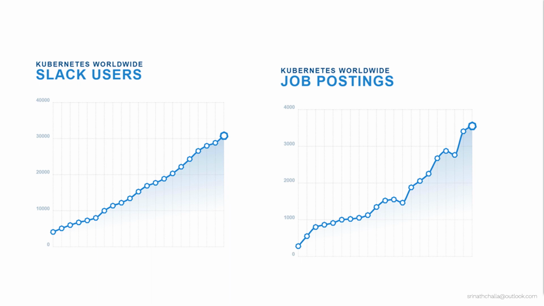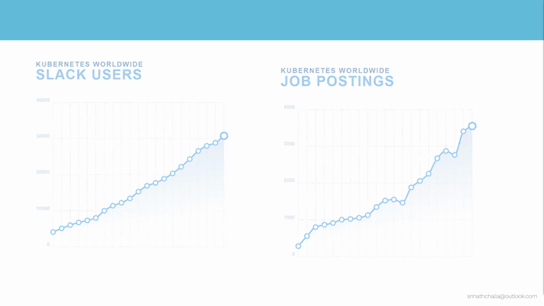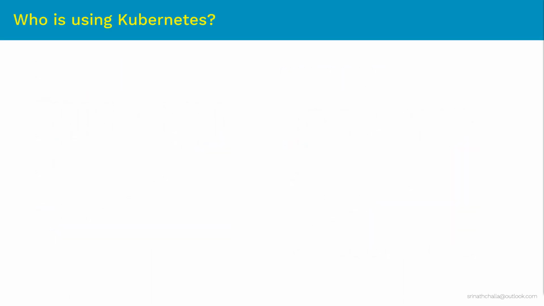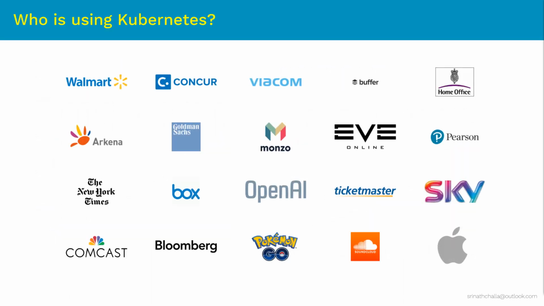And these are some of the companies running Kubernetes inside their environment. As you can see, there are some well-known companies in this list, such as Walmart, Viacom, Goldman Sachs, Pearson, New York Times, Apple, and more. I guess by now you should understand why Kubernetes is a leading container orchestration engine out there. And by the way, this video is just a starting point to the Kubernetes course.